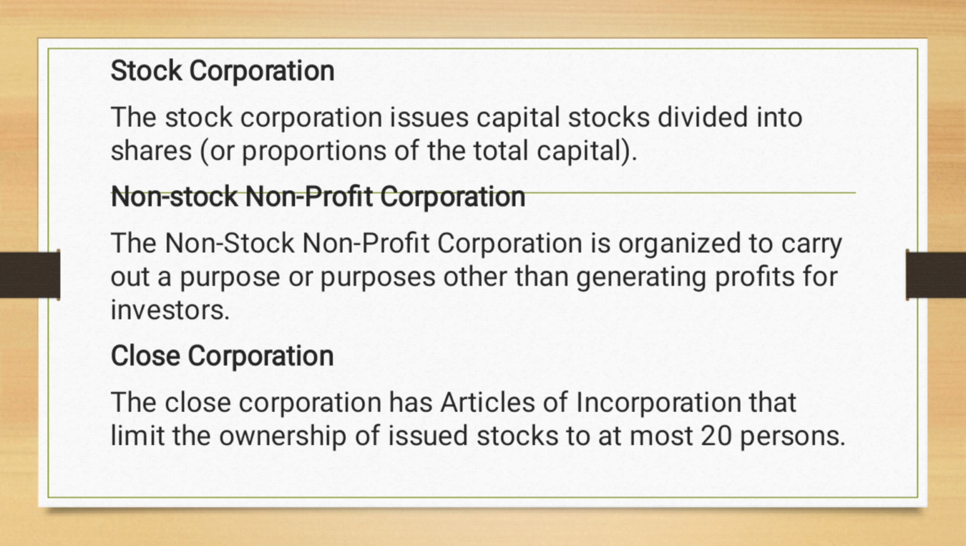First is the stock corporation. The stock corporation issues capital stocks divided into shares or proportions of the total capital. So, stock corporations are for-profit organizations that issue or sell stock to shareholders to raise capital. And of course, each share or each stock represents your partial ownership of the corporation.